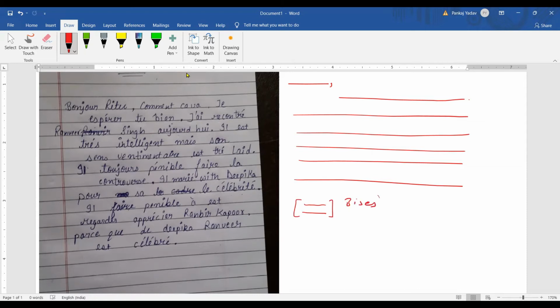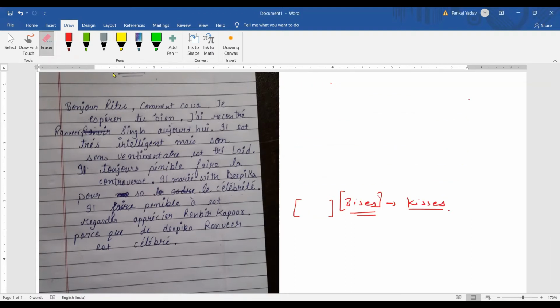Bises, if this is an informal letter, bises means kisses. All right. Now, don't write bises in case you are writing a letter to your teacher. Don't make such kinds of mistakes, or to your boss. It gives a bad impression otherwise. In informal letters, always write tu.